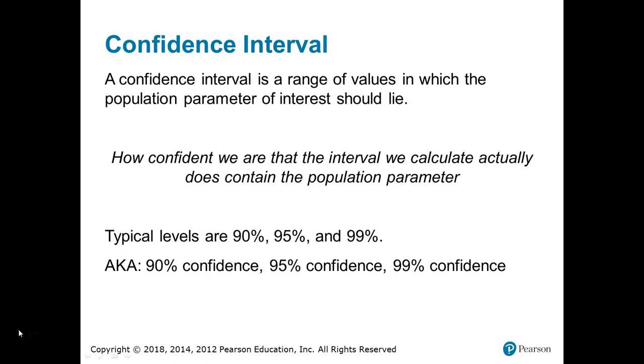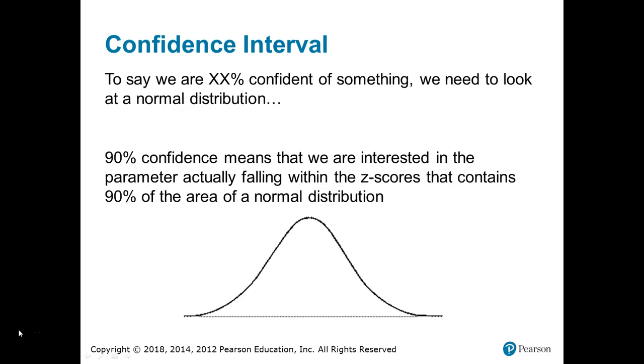What's a confidence interval? A confidence interval is a range of values in which the population parameter of interest should lie. Basically, how confident are we that the interval we calculate actually does contain the population parameter? Typical levels that we use are 90%, 95%, or 99%, also known as 90% confidence, 95% confidence, 99% confidence. We are that confident that the actual population parameter lies between a lower limit and an upper limit. To say that we are X% confident of something, we need to look at a normal distribution.